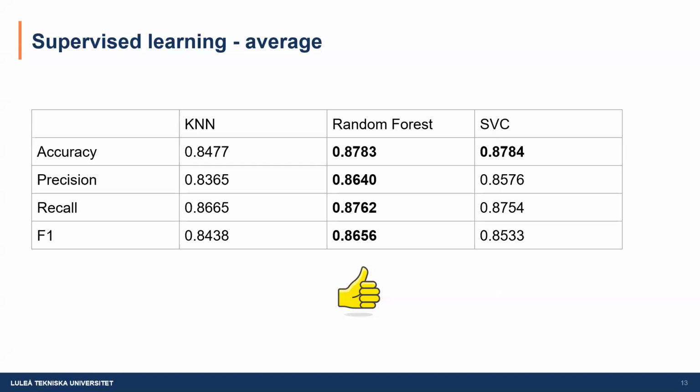Then in order to have a general impression of which classifier generally performs well, we do a summary or average of all 21 datasets for different classifiers. Here in this table, we see that random forest in general outperforms KNN and SVC in terms of accuracy, precision, recall, and F1 score.